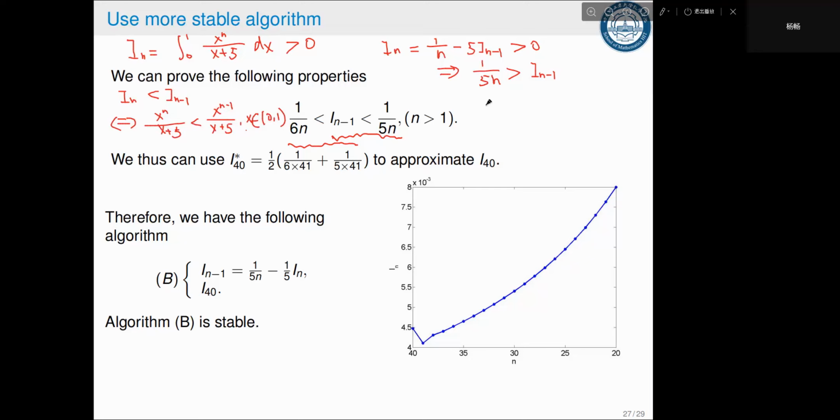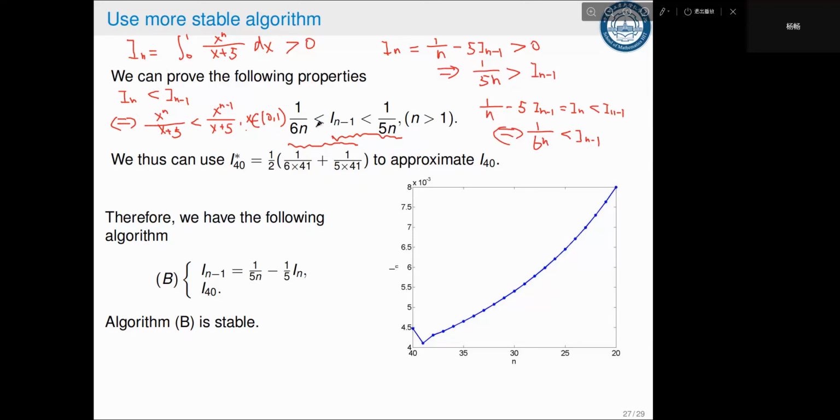Thanks to this one, I get 1 over n plus 5 times I_{n-1} is equal to I_n, and this is smaller than I_{n-1}. So you find that finally this is equivalent to 1 over 6n smaller than I_{n-1}. Okay, so this gives you the left part of this property.